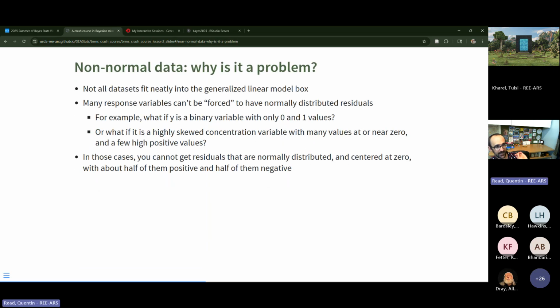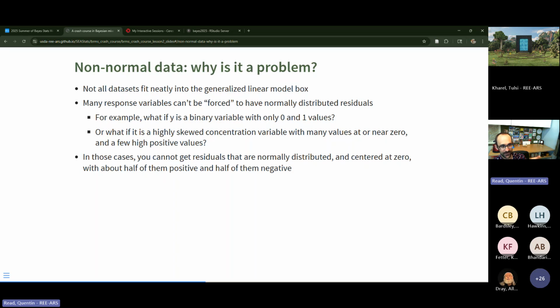That works for many cases, right? The normal distribution is a great approximation for a lot of things in the real world, but not all response variables can be fit neatly into that little box. Like, what if your response variable is binary? It's yeses and nos, like zeros and ones.